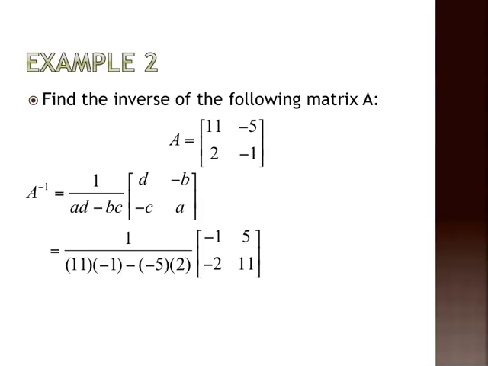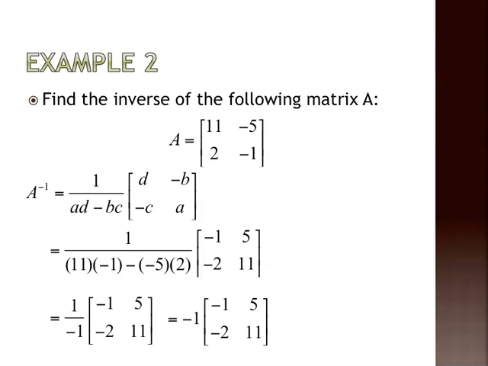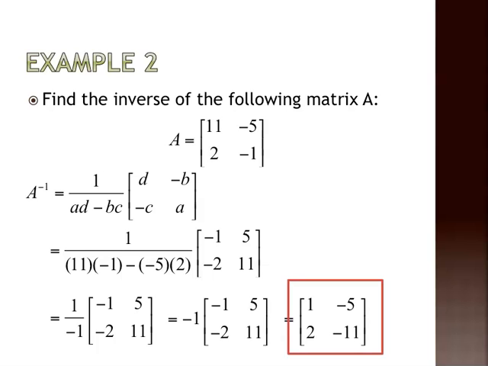All right, so now we have -11 minus -10 on the bottom. That's equal to -1. And so 1 divided by -1 is simply equal to -1. And now you're multiplying by a scalar. So now all you have to do is multiply everything inside the matrix by -1. So this becomes +1, -5, +2, -11.